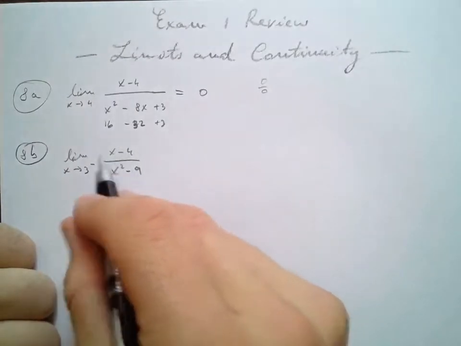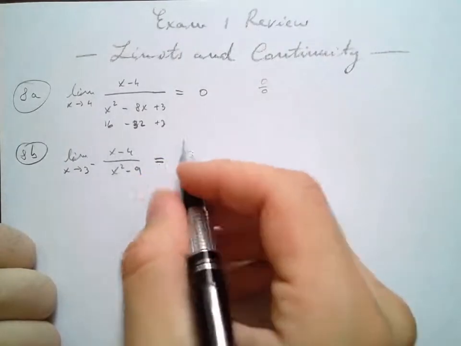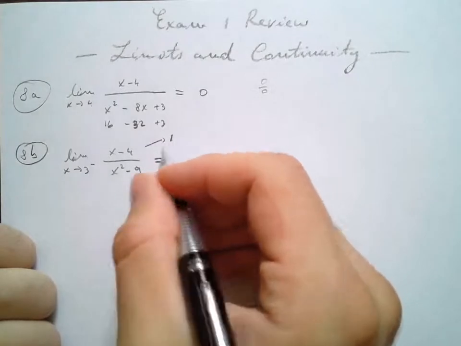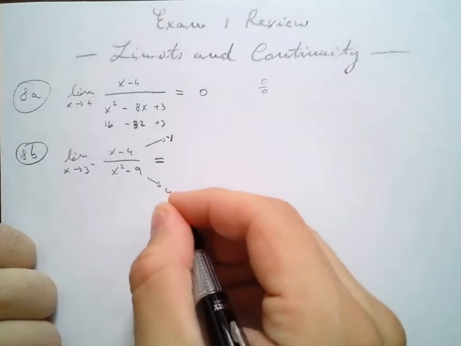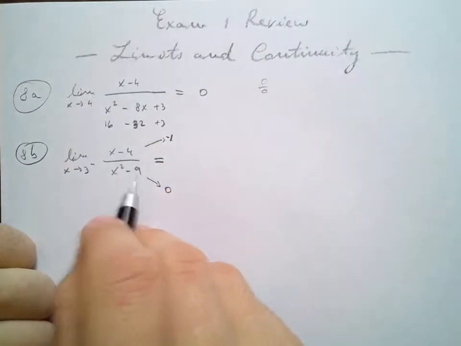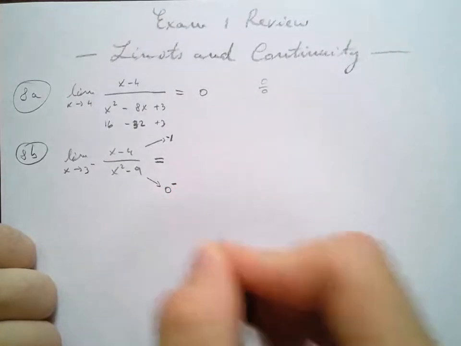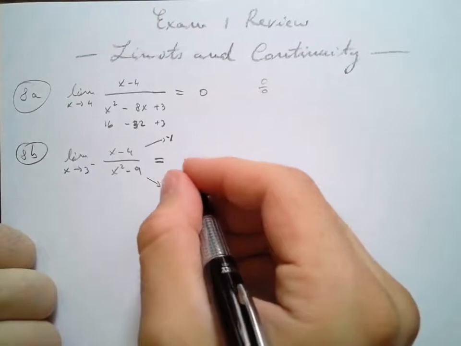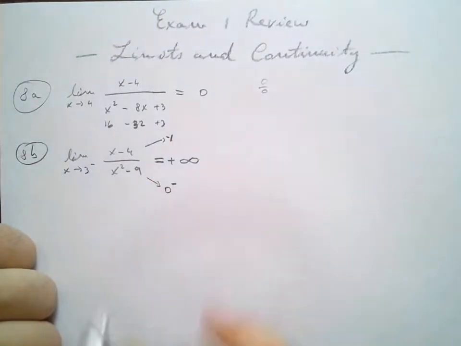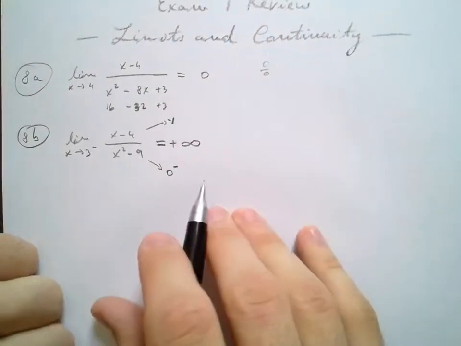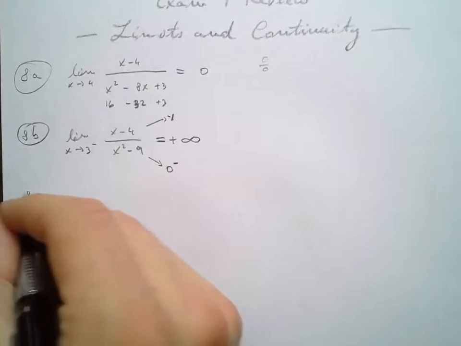which means the top is going to approach negative 1, and the bottom is going to approach 0, but because 9 is bigger than anything less than 3 squared, it's going to approach 0 from the minus side. This means this limit has to be plus infinity because we have a negative limit on top and on bottom. So that will be the limit here. Let's go on with problem 8c.